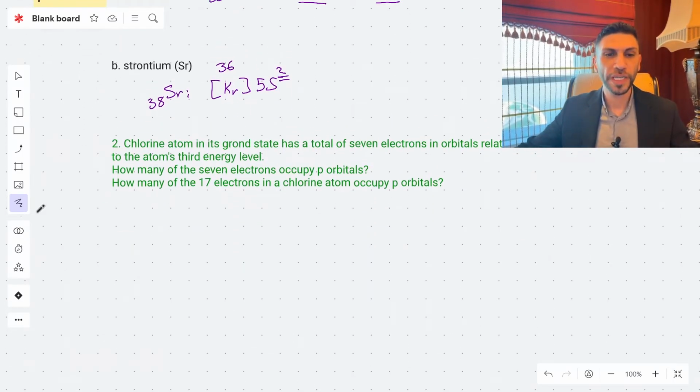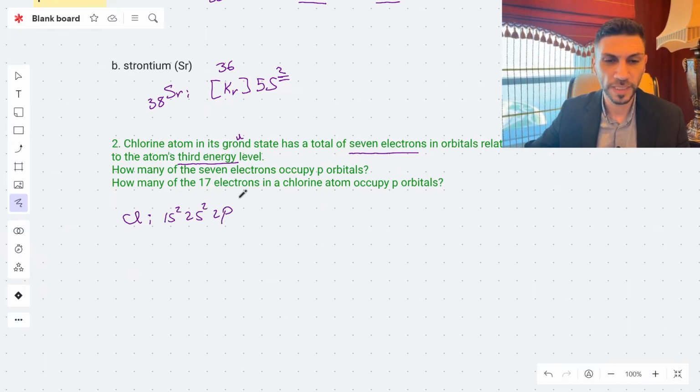Last question. A chlorine atom in its ground state, here there is a typo, has a total of 7 electrons in the orbitals related to its atom's third energy level. So we have the third energy level with 7 electrons for the chlorine, Cl. How many of these electrons occupy p orbitals? So we need to write the electron configuration for the chlorine. I'm going to write 1s2, 2s2, 2p6, 3s2, and 3p5, because chlorine has 17 electrons.